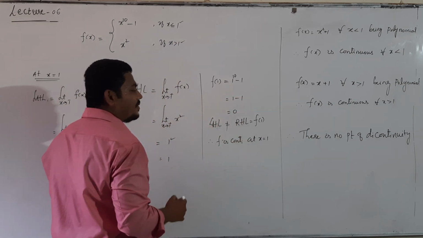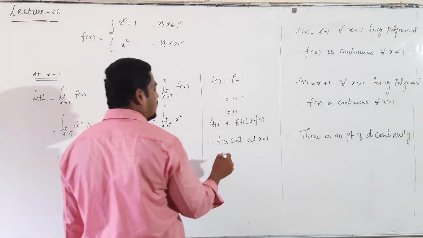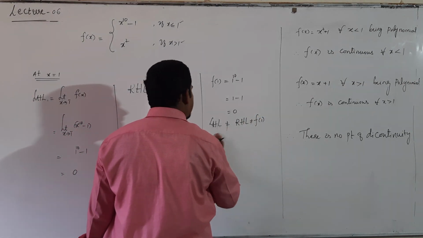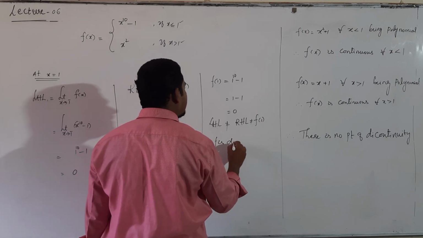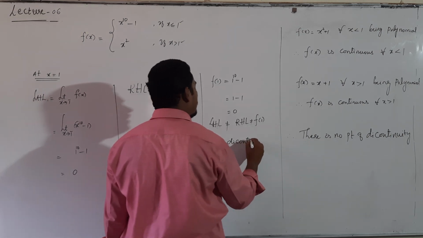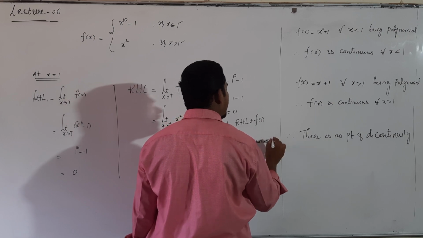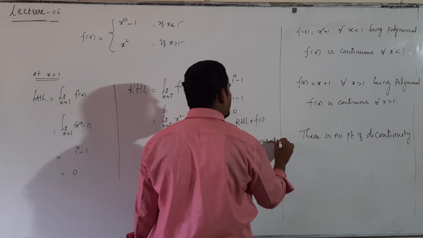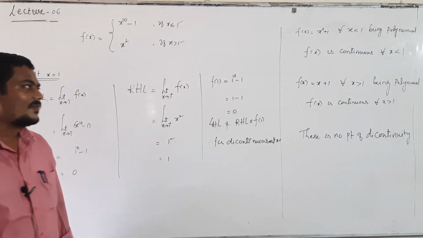Left hand limit is not equal to right hand limit, which is not equal to f of 1. Therefore f is discontinuous, or not continuous, at x equal to 1. At 1 it is discontinuous. What about all other points?